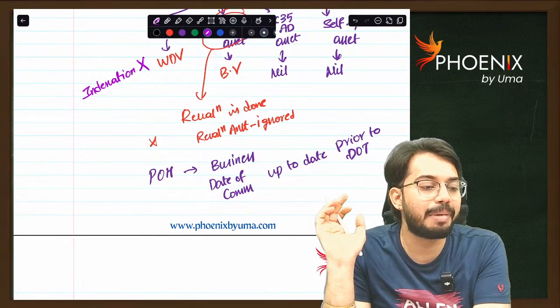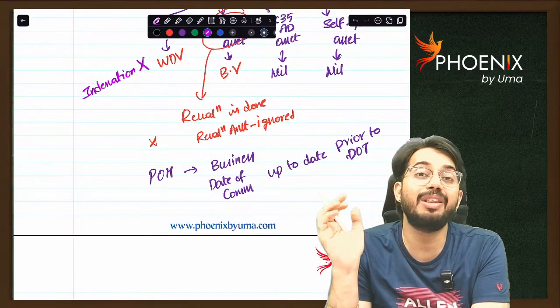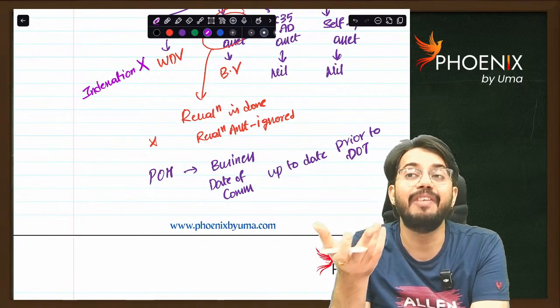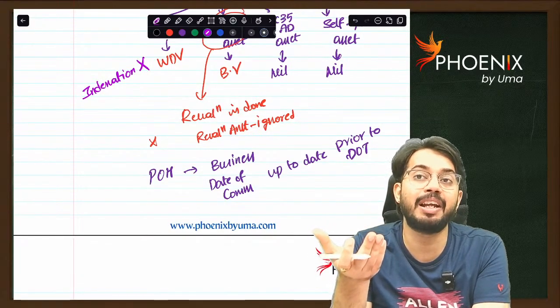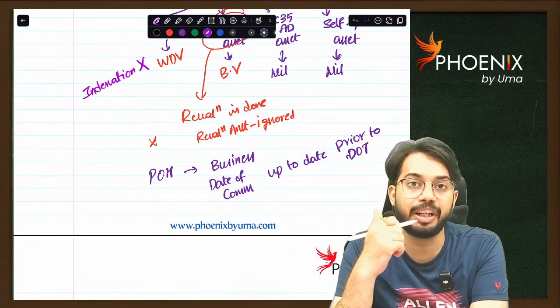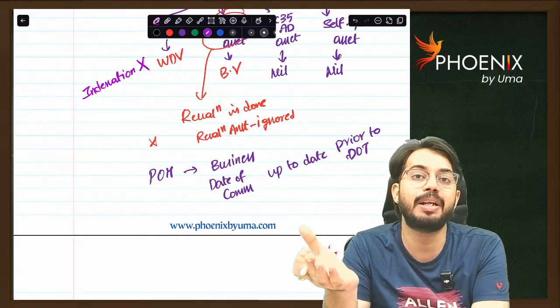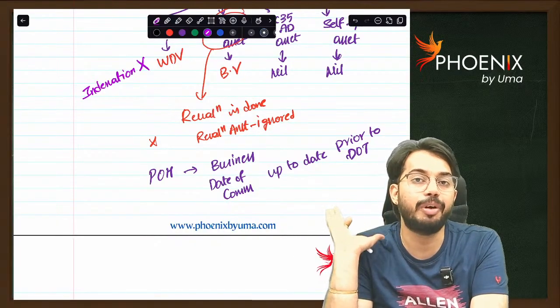No need to determine the period of holding, sir, since indexation is not available? Even though indexation is not available, we need to classify whether it is long-term capital gain or short-term, because tax rates will change. For classification of long-term capital asset or short-term capital asset, we need to calculate the period of holding. Okay.